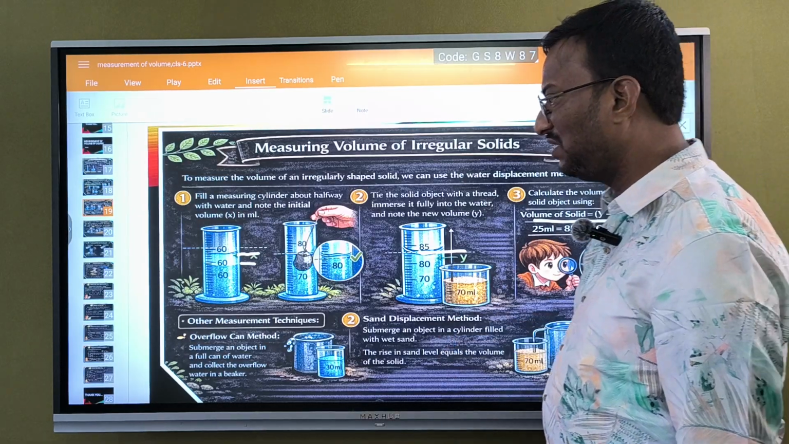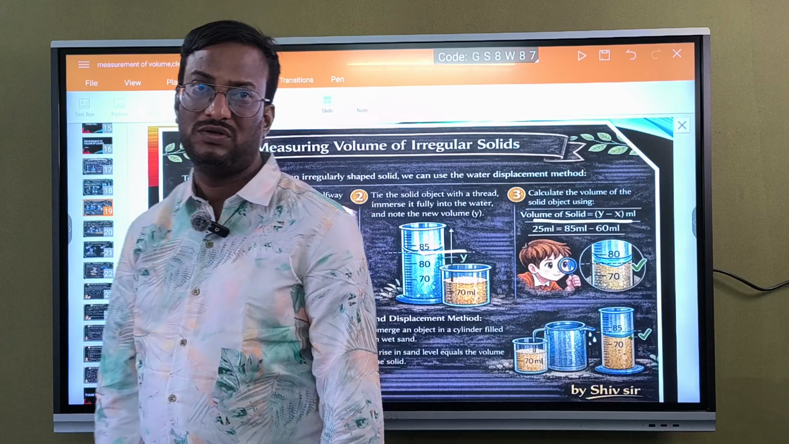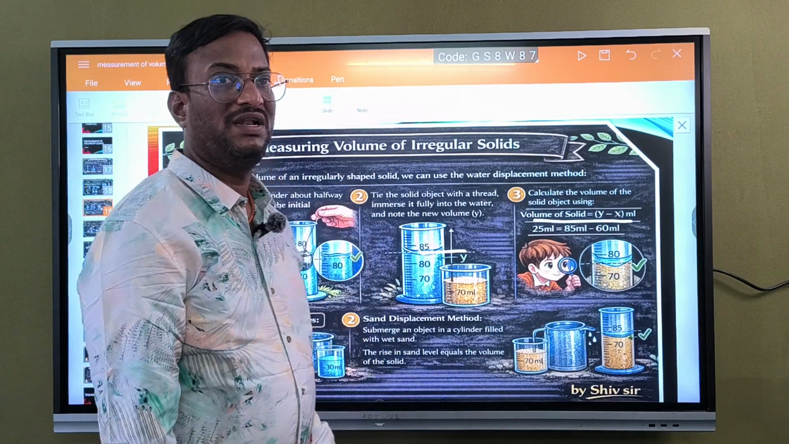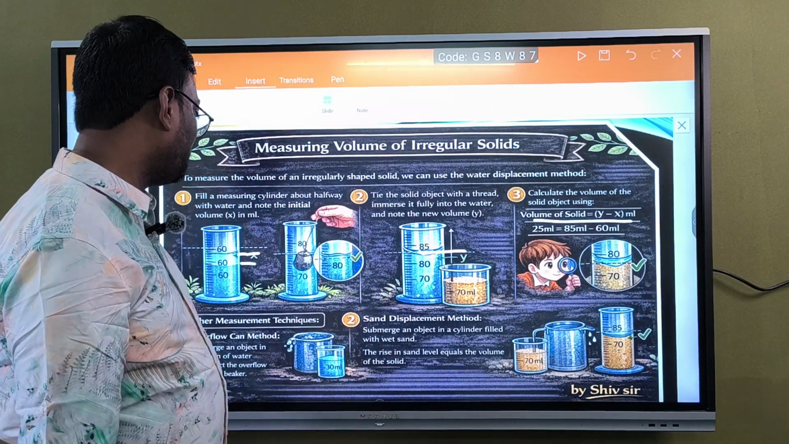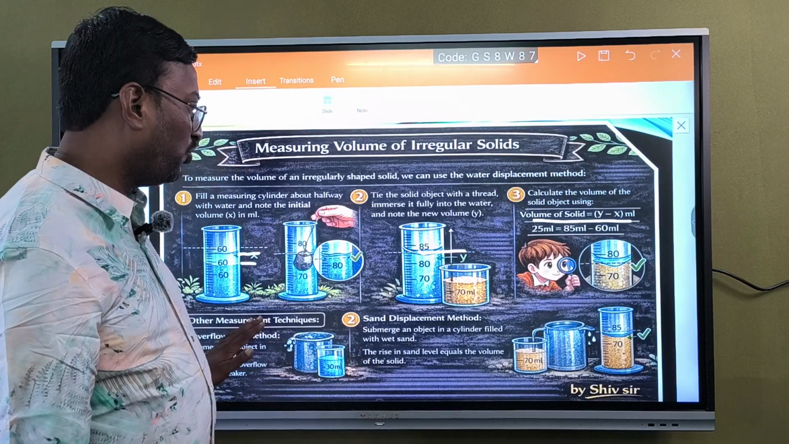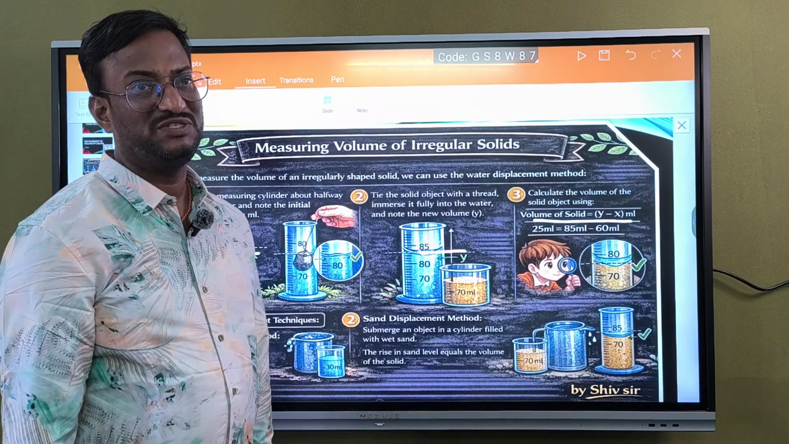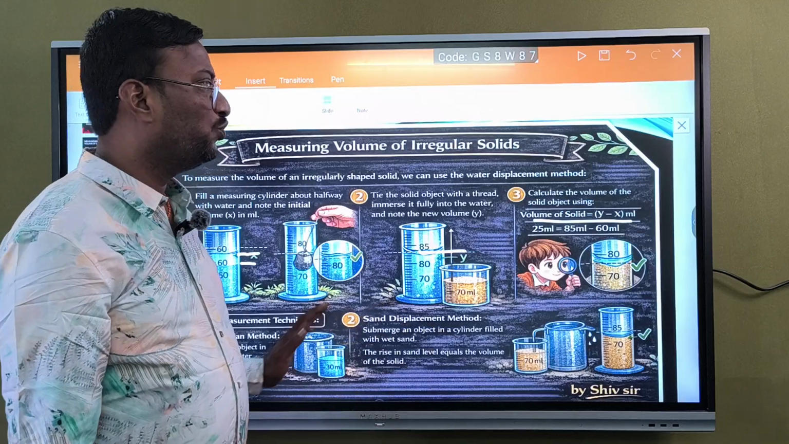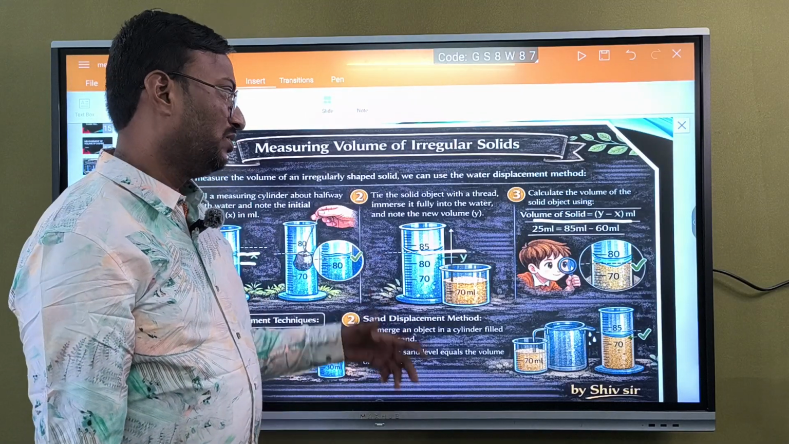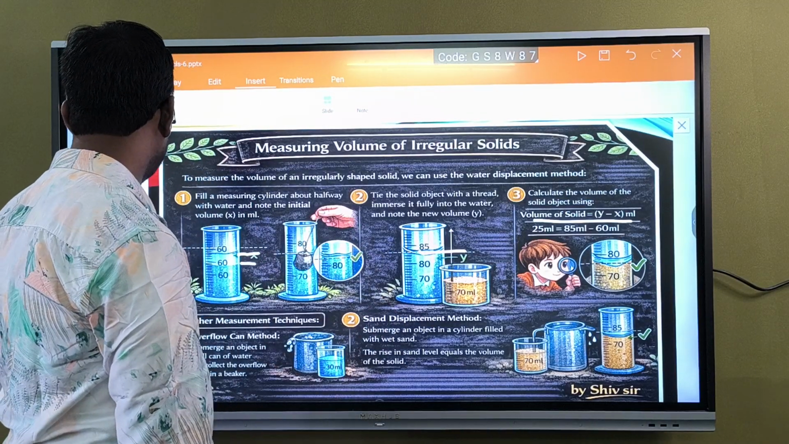Likewise, we can measure the volume of an irregular body. There are some other measurement techniques, the overflow method and the sand displacement method. These are the other two ways to measure the volume of a given solid.